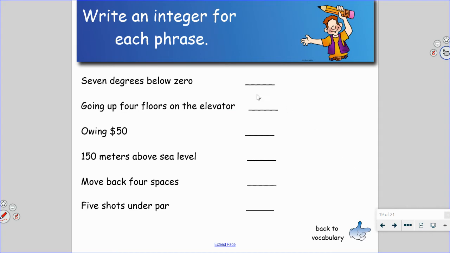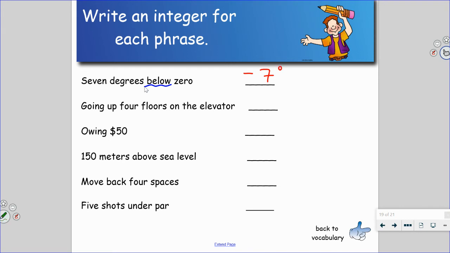All right, let's go ahead. Take a pause. Either think these aloud or you're welcome to write them down, but I think you could think them aloud just fine. Pause and come on back when you're ready. 7 degrees, keyword below 0, so we are talking a -7. And if you want to put the degrees sign, you may.